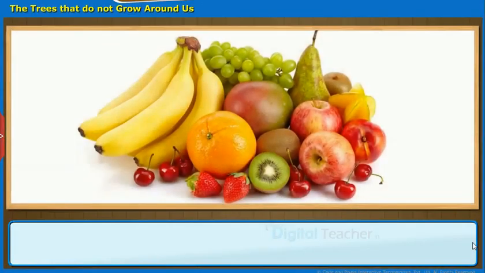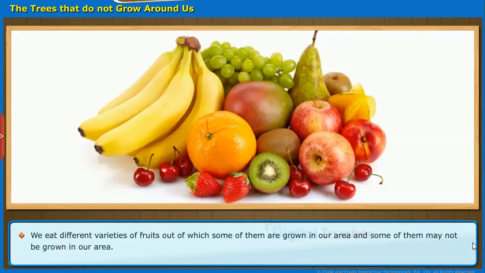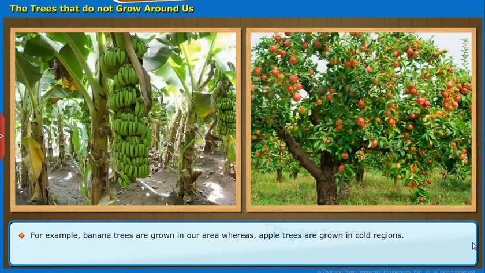Let us know about the plants that do not grow around us. We eat different varieties of fruits, out of which some of them are grown in our area and some of them may not be grown in our area. For example, banana trees are grown in our area, whereas apple trees are grown in cold regions.